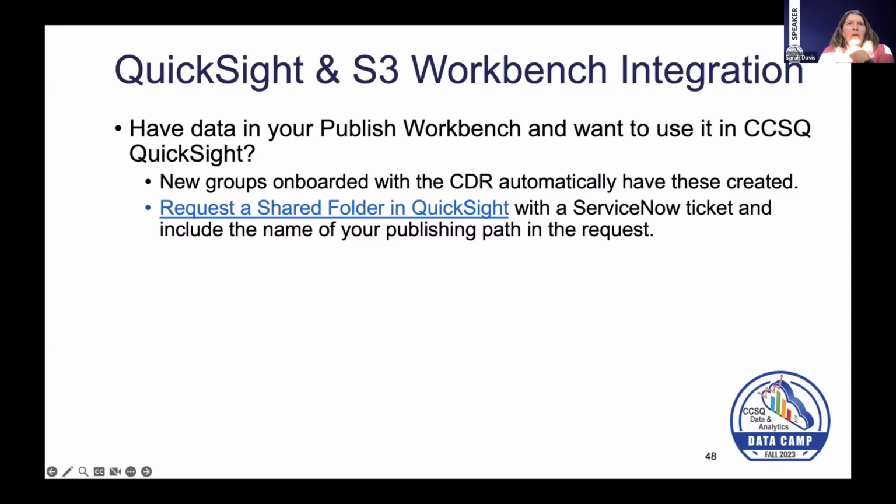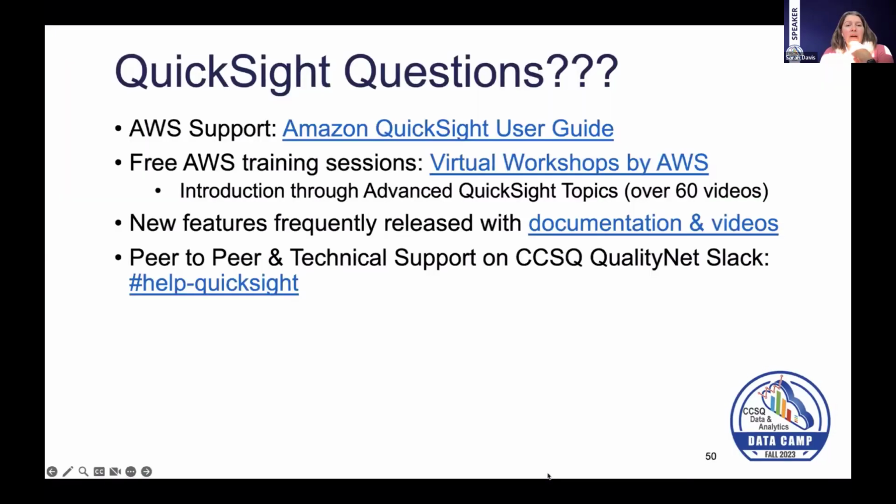What is the best way and who is the best person to reach out to? The best way to reach out to us for quick responses is Slack. The help Quicksight Slack channel is here in the CCSQ QualityNet Slack account. And everybody on the STAR team has access to it, but I typically take point. So you'll start with me. And then if I need to bring in anybody else to help resolve some issues, I'll do that on an as needed basis.